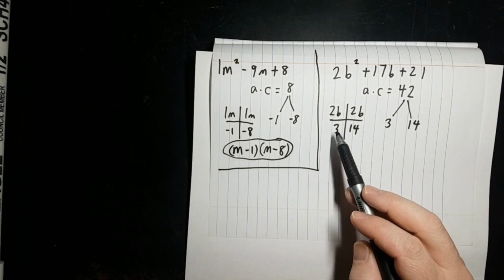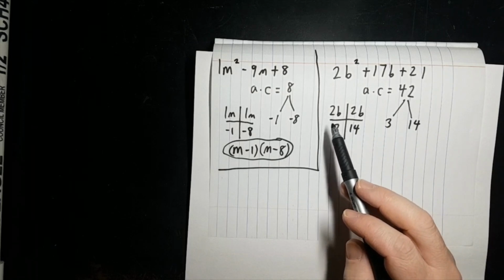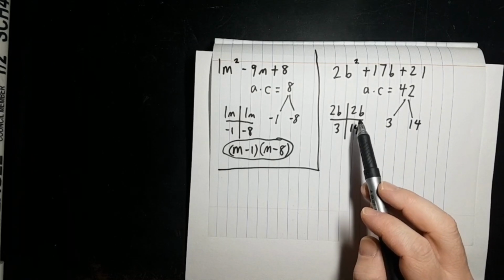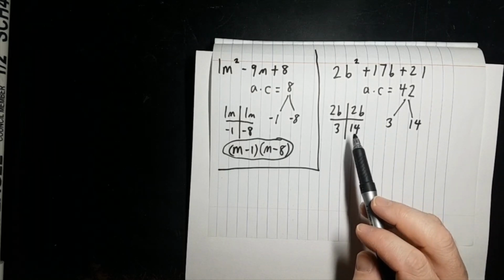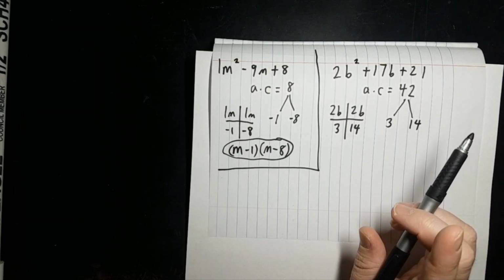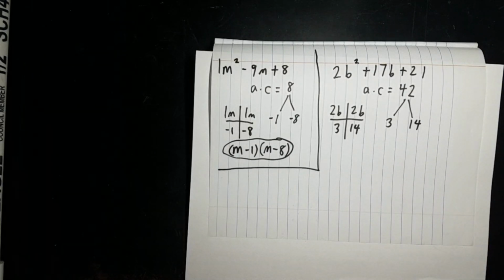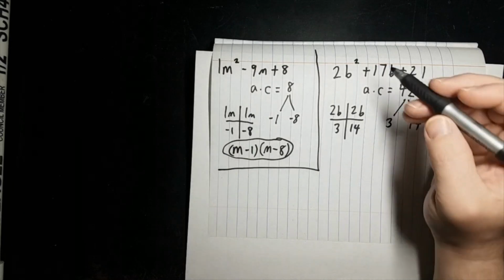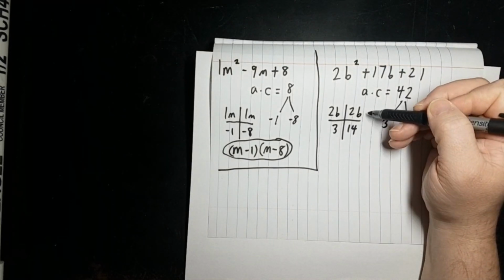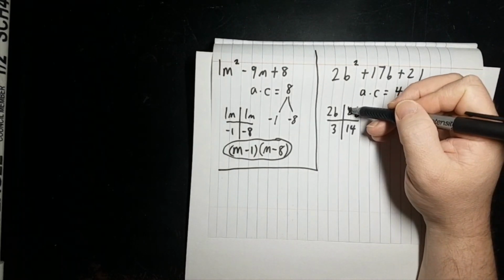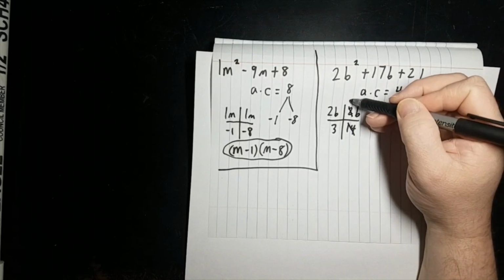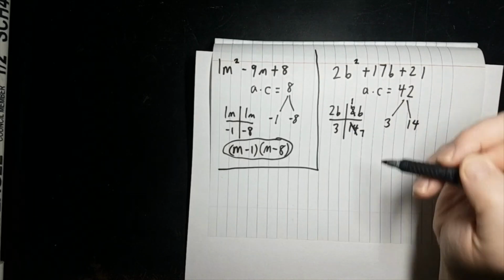Anyway, it's t-chart, simplify. This is a 2 over 3. That doesn't simplify. This is a 2 over 14. That does simplify. Since it does simplify, you need to reduce that fraction. Keep the b on top, but you reduce that fraction. 2 over 14 reduces to a 1 over 7.